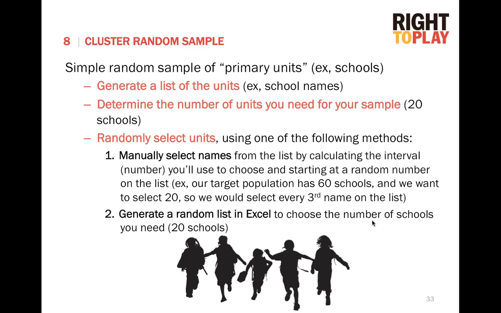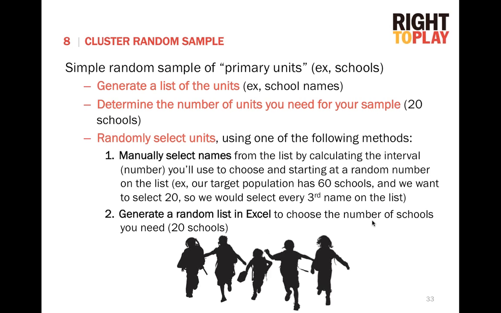So the first thing you do is a simple random sample of the primary units, in this case the schools. So this is exactly what we did just a few minutes ago. First, you generate a list of the units. So you put together a list of all the school names that are eligible in your target population, all the names of schools that you can realistically get to. Then you determine the number of units that you need for your sample. In this case, we need 20 schools. Then you randomly select those units.